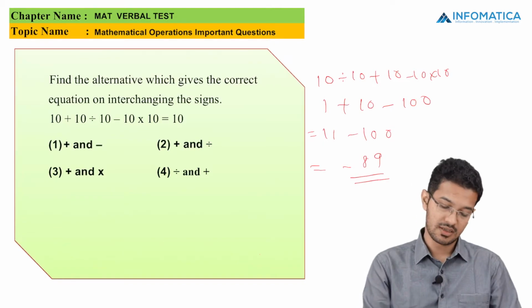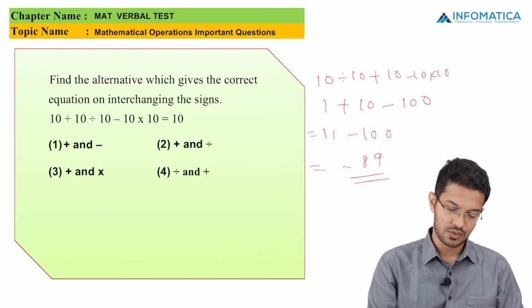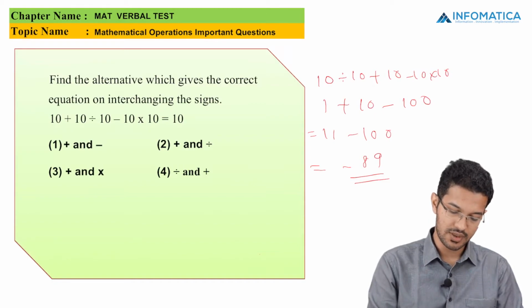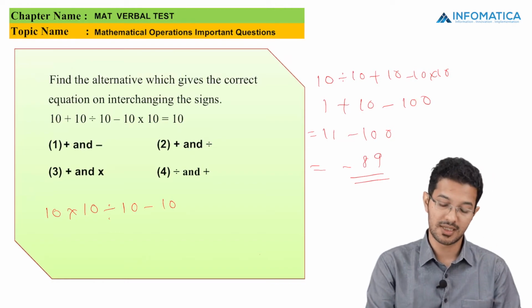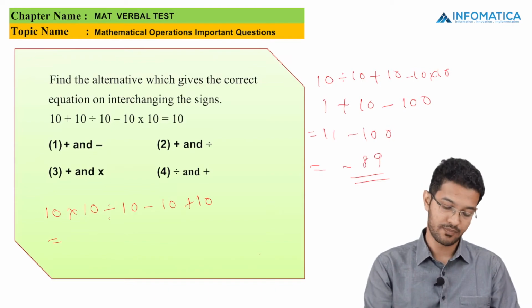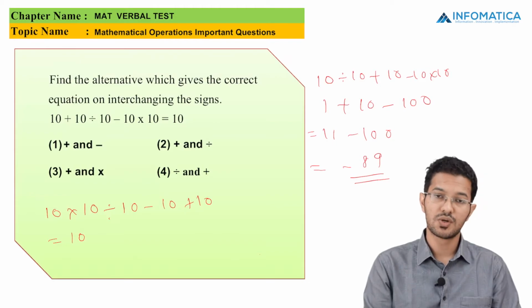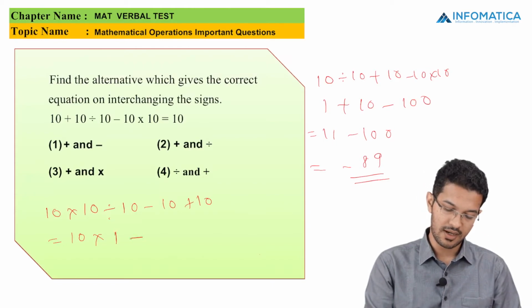The third option says interchange plus and the multiplication sign. So as usual I go for writing down the equation. 10, in place of plus I write a multiplication sign, then I write division, minus 10, in place of multiplication I write a plus sign. Now let me find out if I get the right answer. As usual I go for the division sign first. 10 divided by 10 should give me 1 and the rest will remain the same.